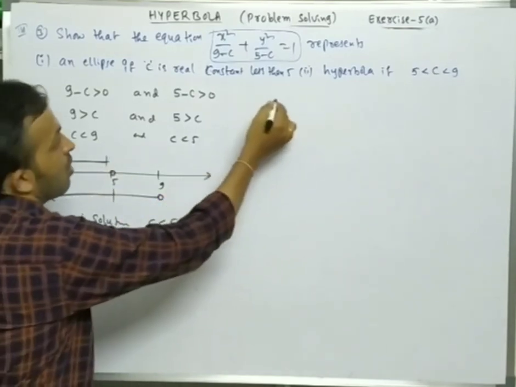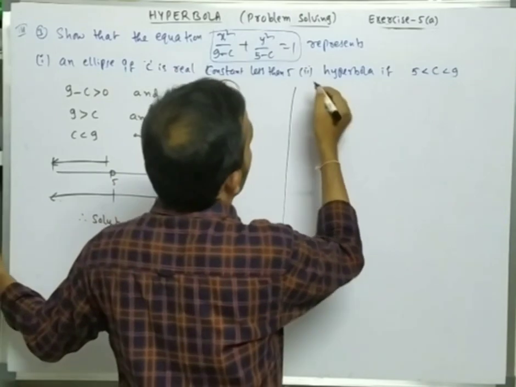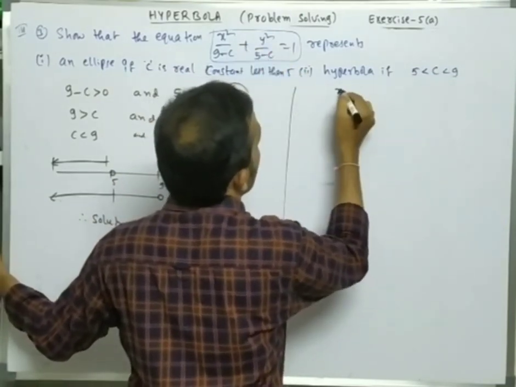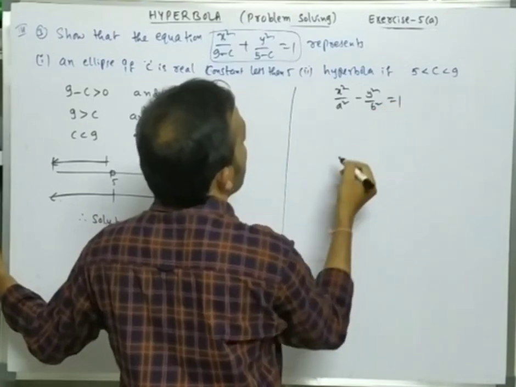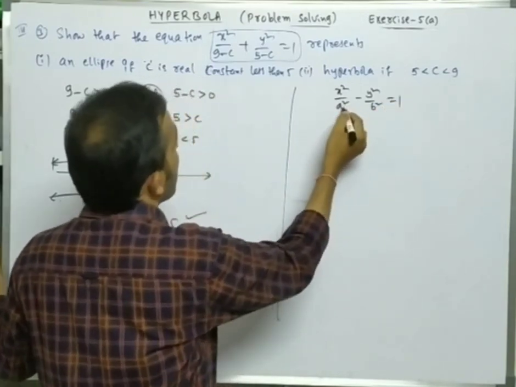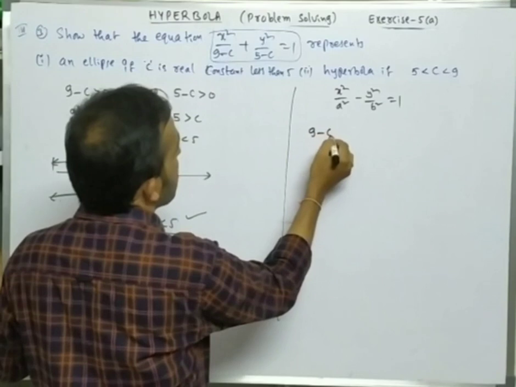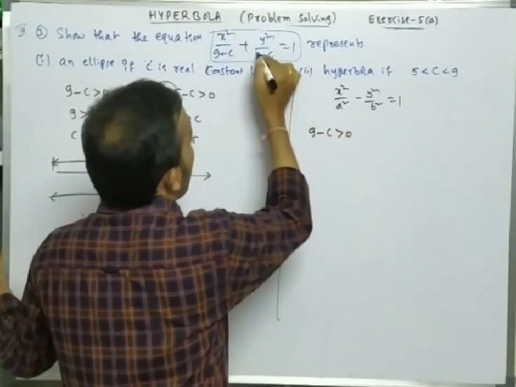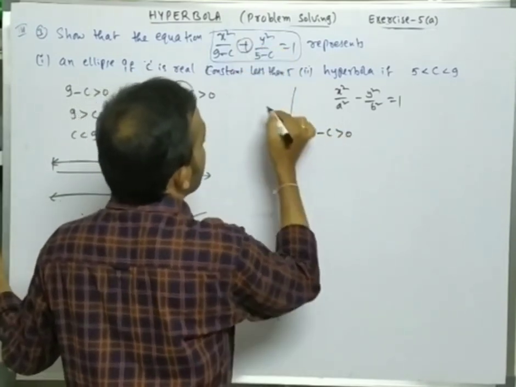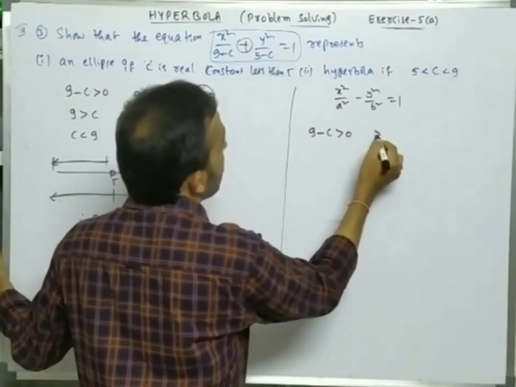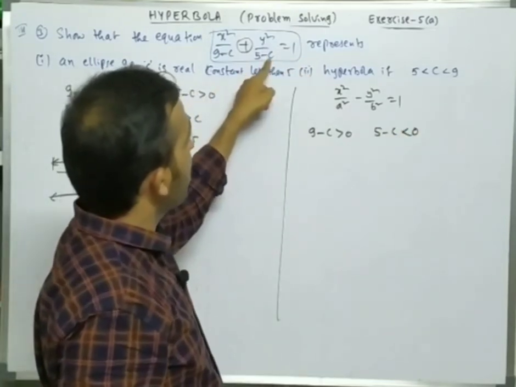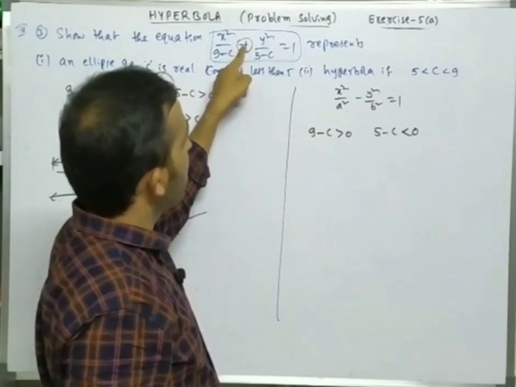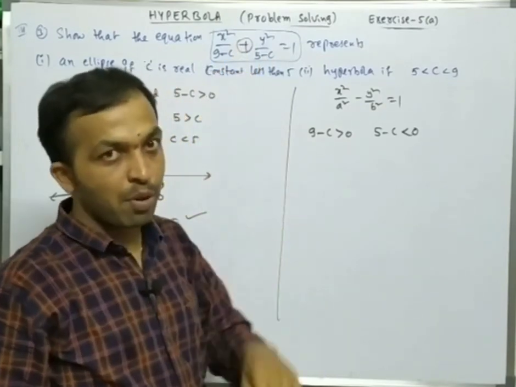That is the only solution. Next, hyperbola. What is the equation of a hyperbola? x square by a square minus y square by b square is equal to 1. So a square, which means 9 minus c, must be positive, and here we should get a negative. For that, 5 minus c is negative. If 5 minus c is negative, then we get a negative value here, and it represents a hyperbola, right?